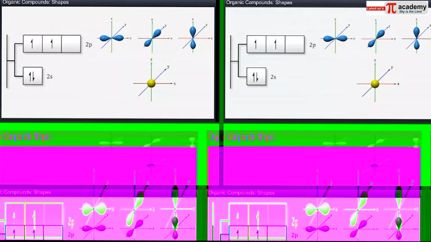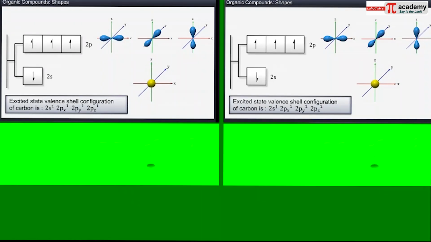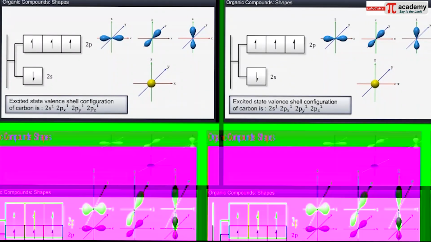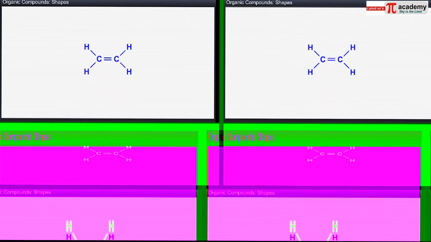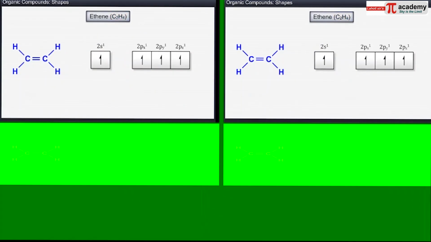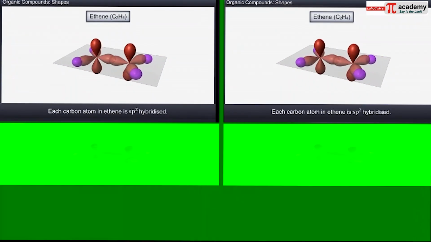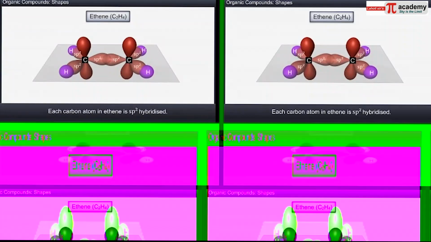The formation of molecules and their shapes can be explained by considering the hybridization of s and p orbitals respectively. Now, let's look at how hybridization explains the shape of ethene molecule, that is, C2H4. In ethene, each carbon atom undergoes sp2 hybridization. 2 sp2 hybrid orbitals of each carbon atom overlap with each of the 1s orbitals of 2 hydrogen atoms to form 2 sigma bonds respectively.